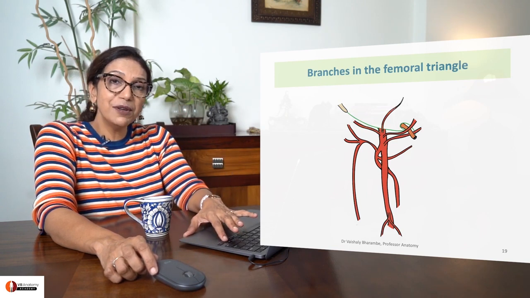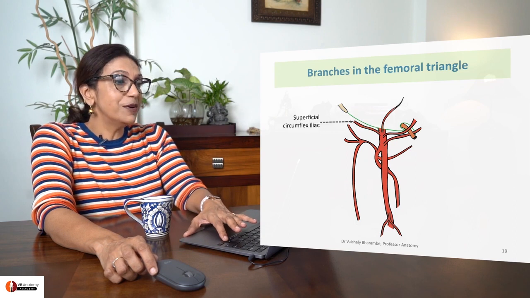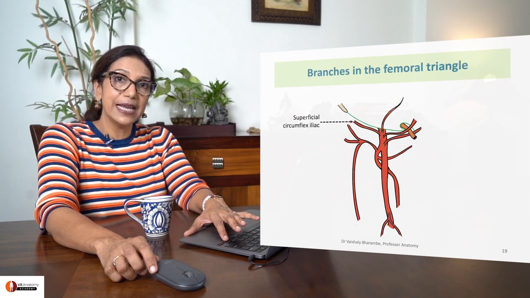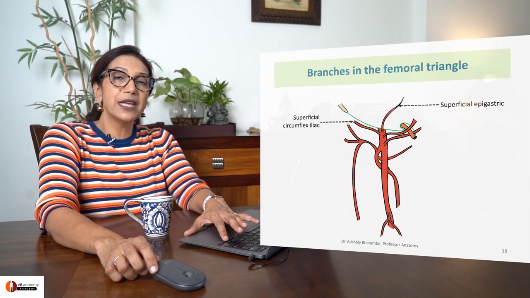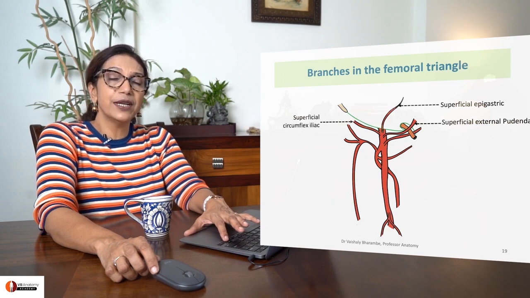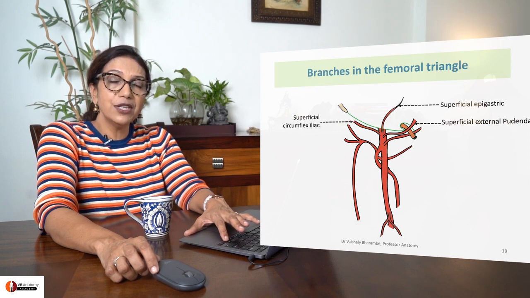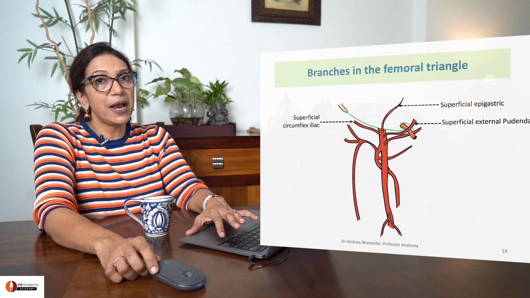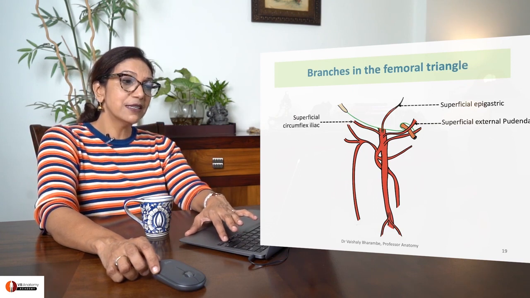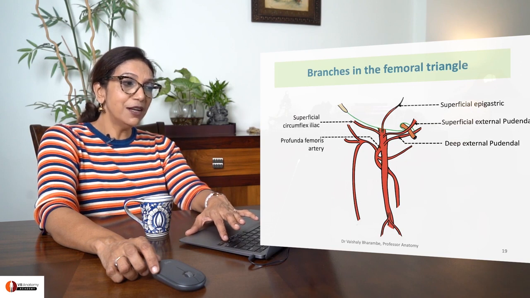Let's talk about the superficial branches now. Superficial circumflex iliac going towards the anterior superior iliac spine. Superficial epigastric going towards the abdomen. Superficial external pudendal going towards the groin region, superficial to the spermatic cord. Now let's talk about the deep branches. Deep external pudendal. Profunda femoris.